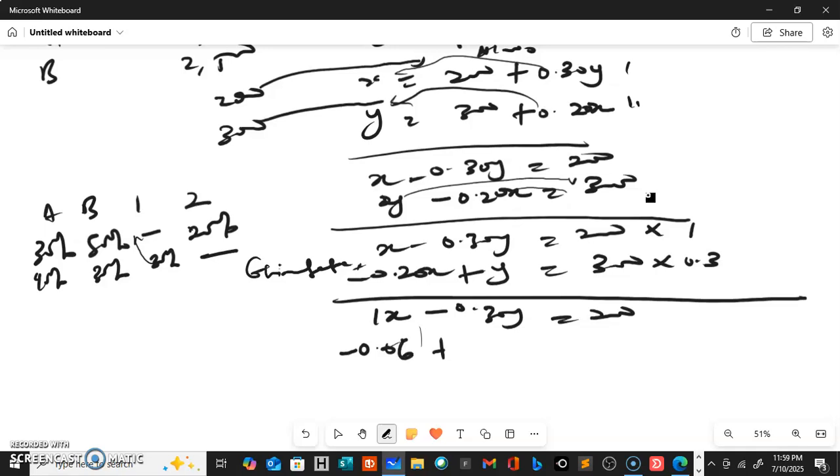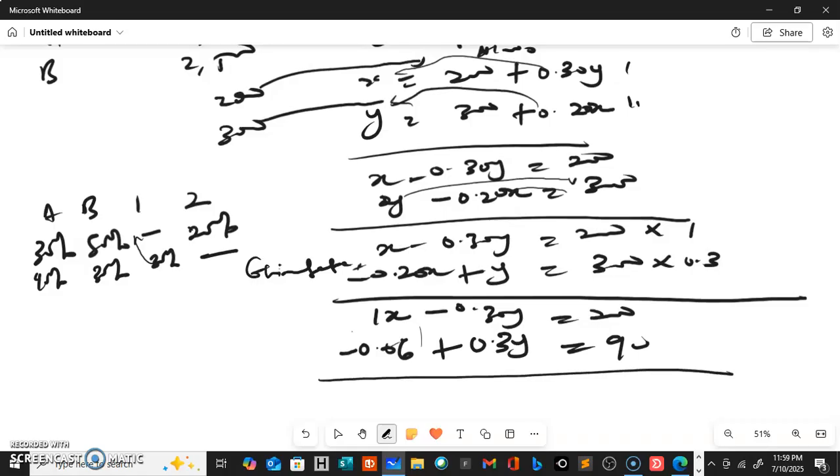So we have minus 0.06x plus 0.3y equals 90. 0.3 times 300 will give us 90, okay? So if we introduce the plus sign here, minus 0.30y plus 0.30y is 0. So 1 minus 0.06 should give us 0.94, okay? That should be 0.94.